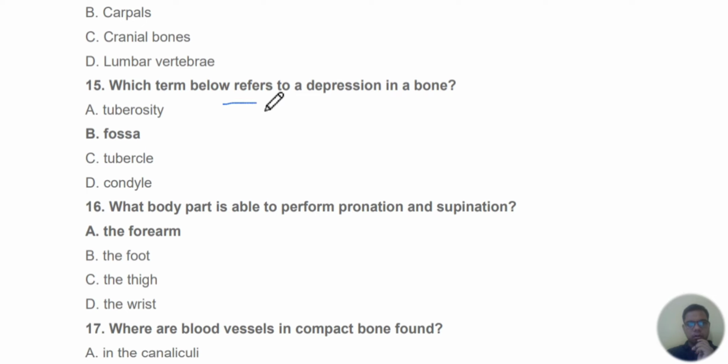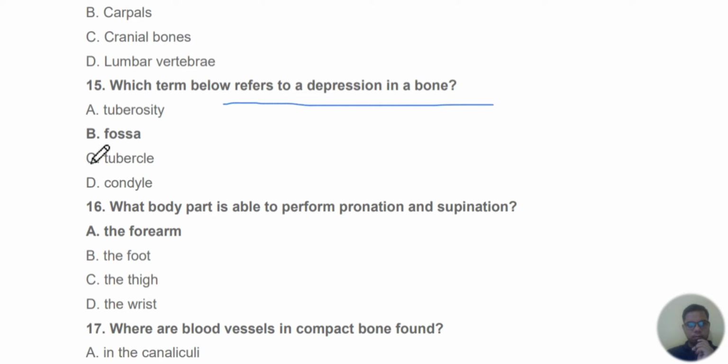Next is 15 question number. Which term below refers to a depression in a bone? The answer is B, fossa.